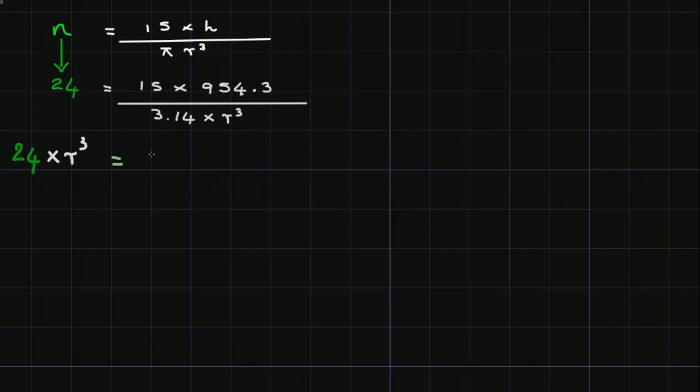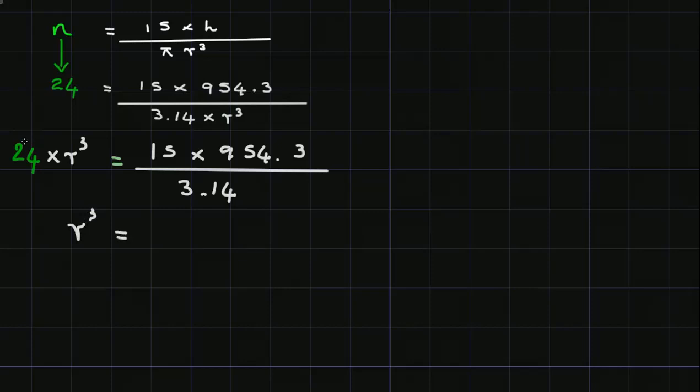So what's on the right now? 15 times 954.3 divided by 3.14. So r cube equals, let's put the 24 to the other side. So 15 times 954.3, and multiplication 24 goes to the other side, division 24.